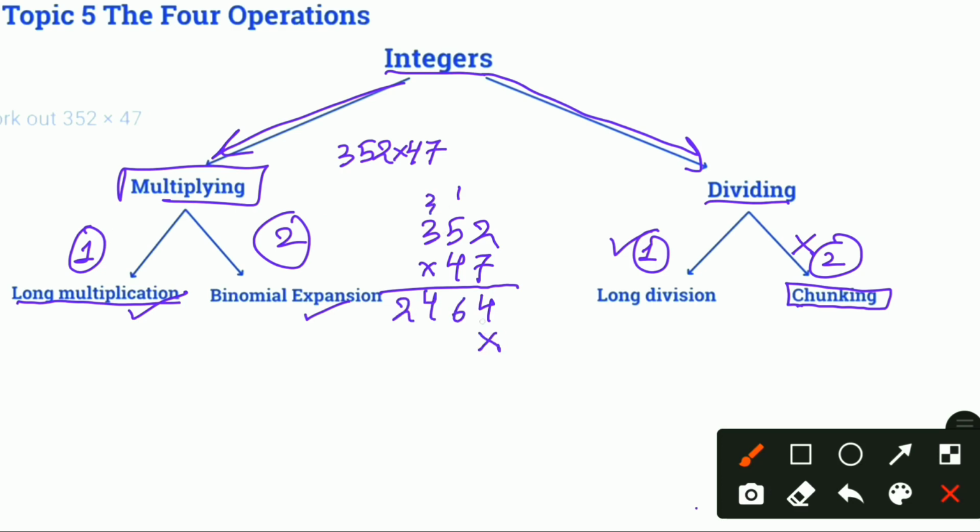Now the second row. 4 times 2 is 8. 4 times 5 is 20, 2 is up. 4 times 3 is 12, 13, 14. Then 4, 9, 10, 4, 1 is up. 5, 6 and 1. This is how you do long multiplication. And yes, this is the answer.